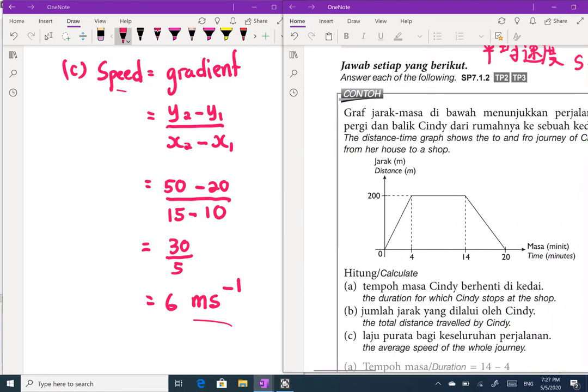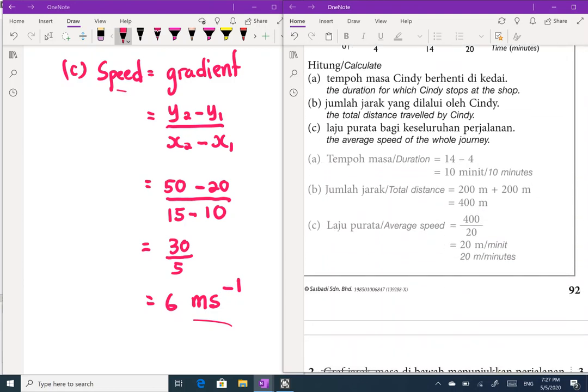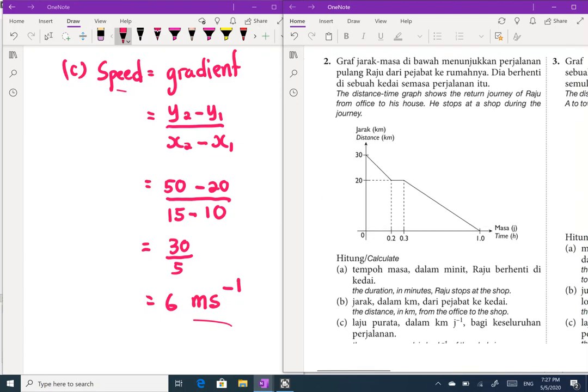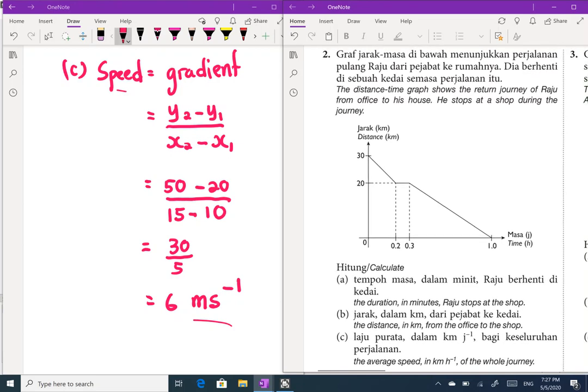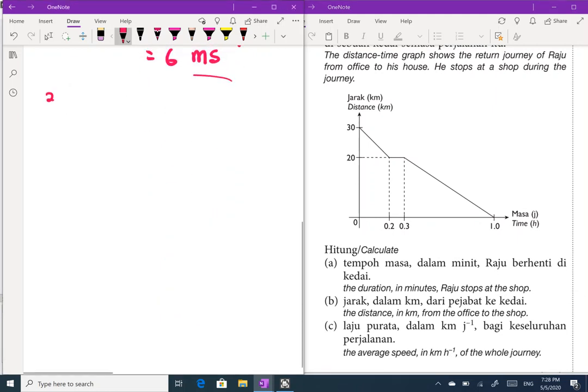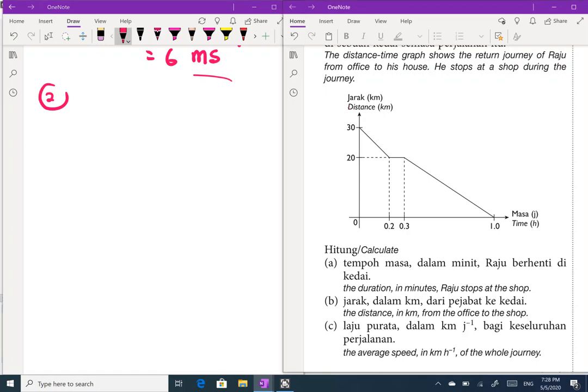Okay, we go to see question 2. This is question 2. Okay, question number 2. The distance time graph shows the return journey of Raju from office. He is going from office back to his own house. From office to his house, he stopped at a shop. He stopped at a shop when he was on his way home.